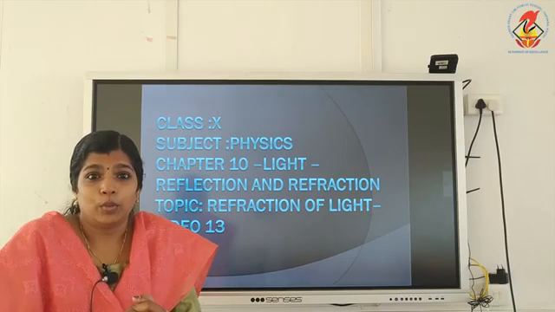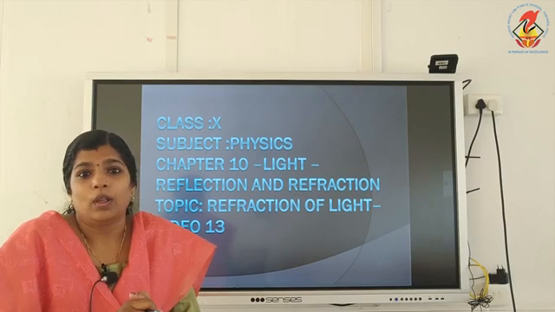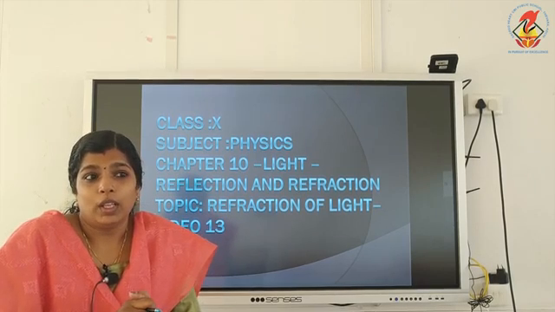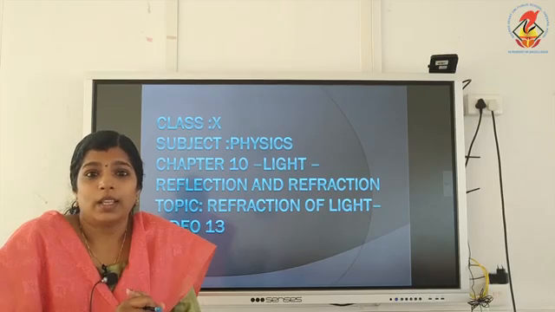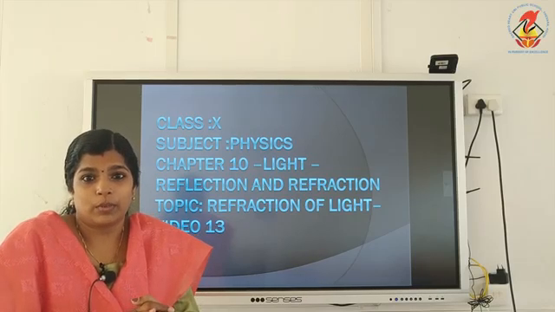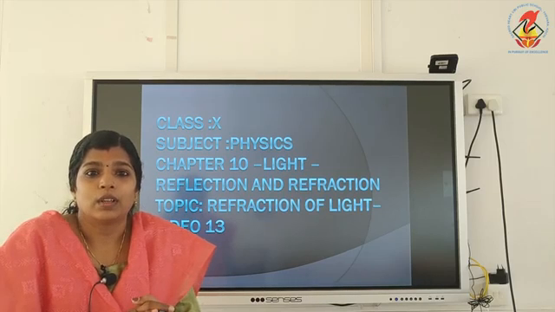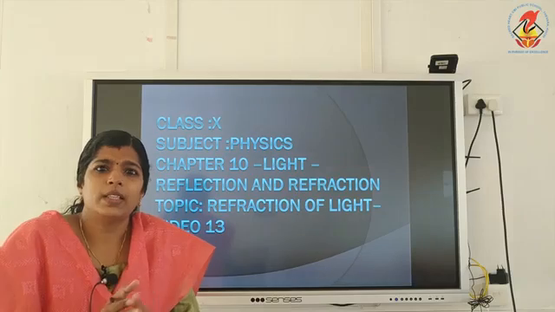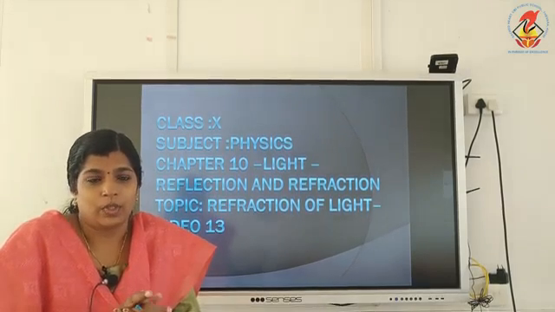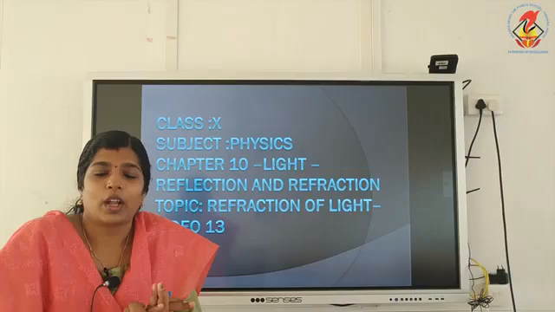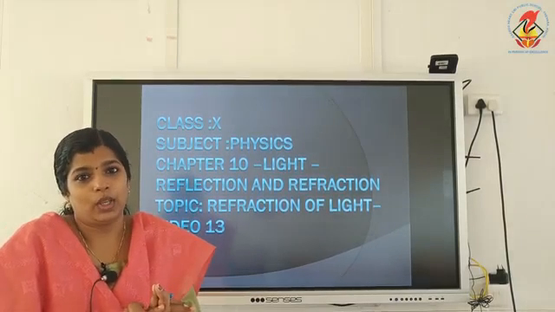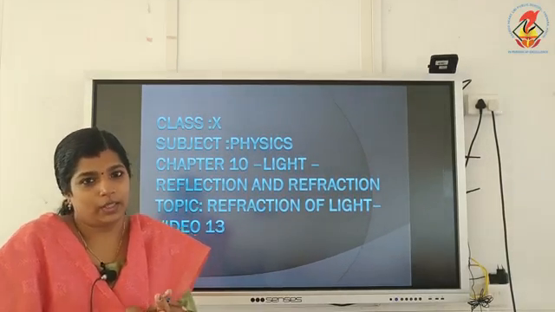You can see the formation of a rainbow. Then you can see the sunlight that's traveling through the atmosphere. That sunlight undergoes continuous refraction by the atmosphere. So many examples you can see from nature. So now we will study what is refraction of light.